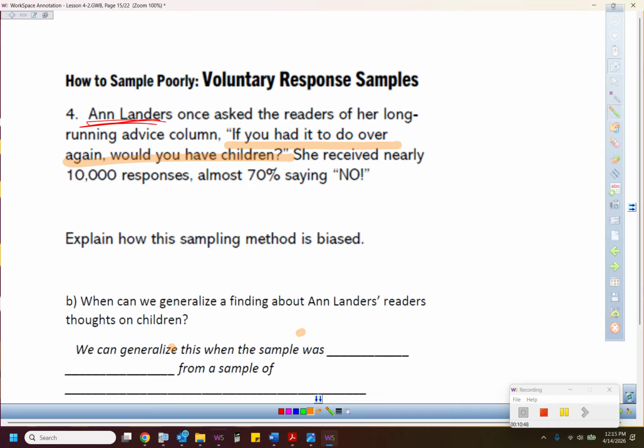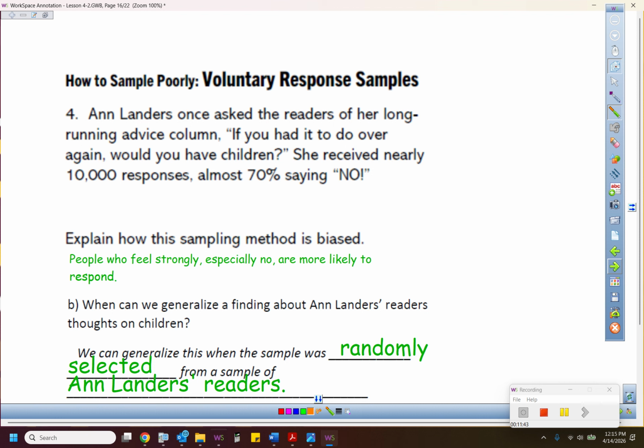They had a strong opinion. So most of the people who replied said no, because if someone was like, oh yes, I really love my kids, they probably replied also. But if someone didn't care, it's like, I don't care about this question, they probably didn't reply, right? All the people who felt it doesn't matter didn't reply. So that's because of people who feel strongly about it.